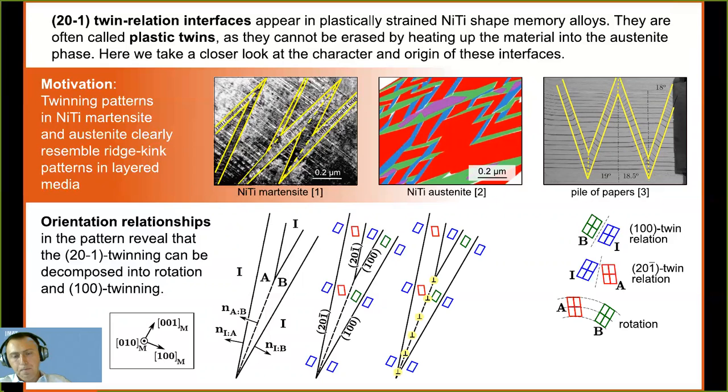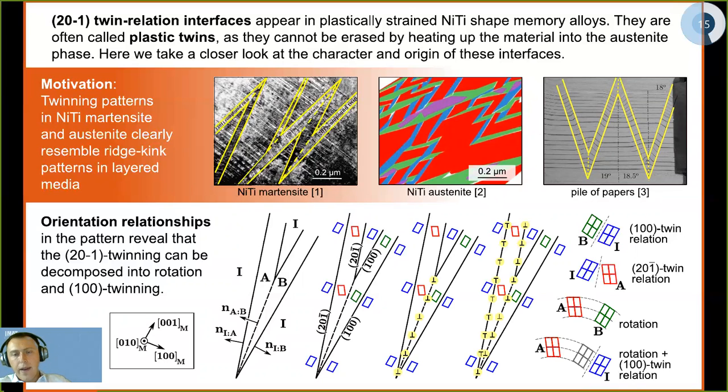And we can observe that it is just a simple rotation, which means that this interface cannot be a twin. Instead, it must be a dislocation pi, as we observe in layered media forming kinks. So this gives us the idea that even the other interfaces, those between the red and blue lattices, can be interpreted differently. In fact, when we decompose the 2O-1 twin relation, we realize that this is completely equivalent to having a rotation plus a 100 twin relation.